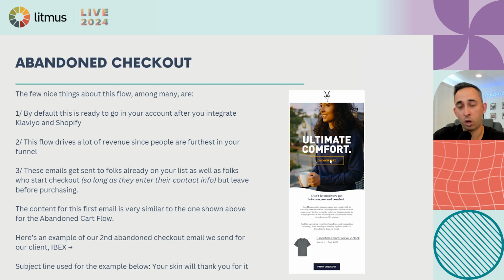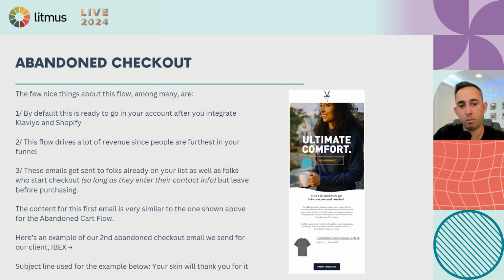And the reason this works so well is people are furthest down the funnel. If you remember that pyramid, the most number of people at the top, the fewest number of people at the bottom, but the people that make it this far have high intent. They're interested. They're warm leads. They're your best leads. They have the best chance of converting. So these are the people that you really want to make sure that you convert.